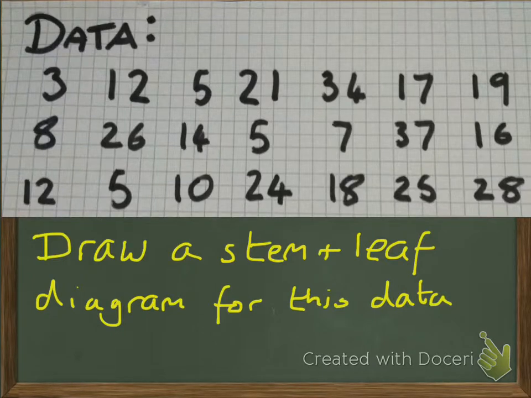The question to answer for your homework then is to draw a stem and leaf diagram for this data on the screen right now. So there's 21 pieces of data in total there, very, very similar to the example we've just done, and I'd like you to draw a stem and leaf diagram out. What you need to do now is pause the video while you draw the stem and leaf diagram before going on to the extension questions in a few seconds' time.